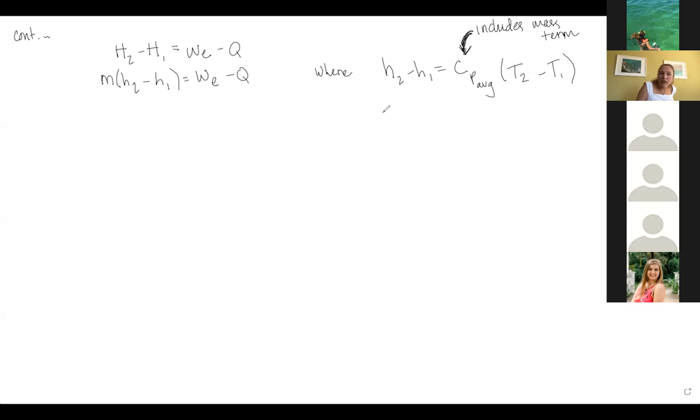So, okay, so now we can plug in our specific heat term for this change in enthalpy that occurs here. So this just becomes m Cp (T2 minus T1) is equal to electrical work minus our heat.